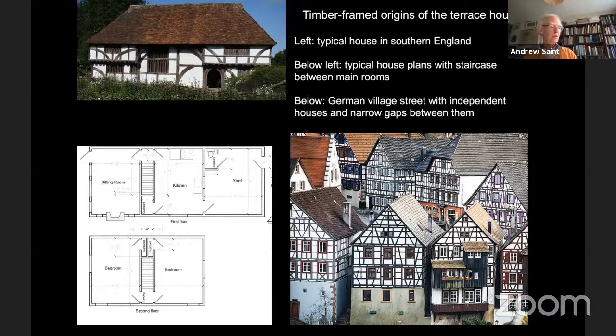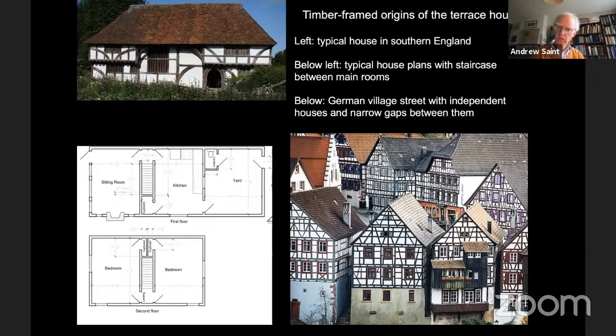The house type is usually much the same in the village as in the countryside. You could see a typical English, South English house at the top left there, just sitting on its own. But in the case of the ones in the villages and the towns, they're turned end on into the street. In the English version of the timber houses, whether in the country or in the town, a common plan form is to have a stair going up in the middle between two rooms you see on the bottom left here.